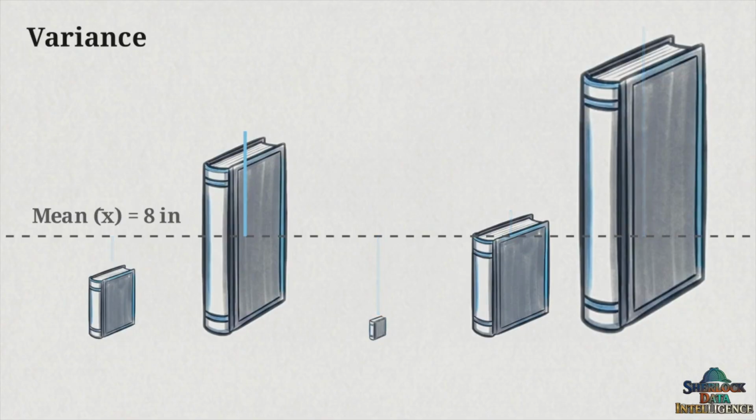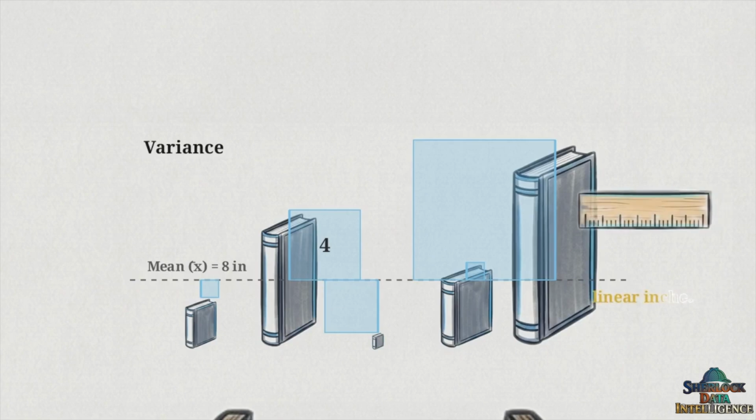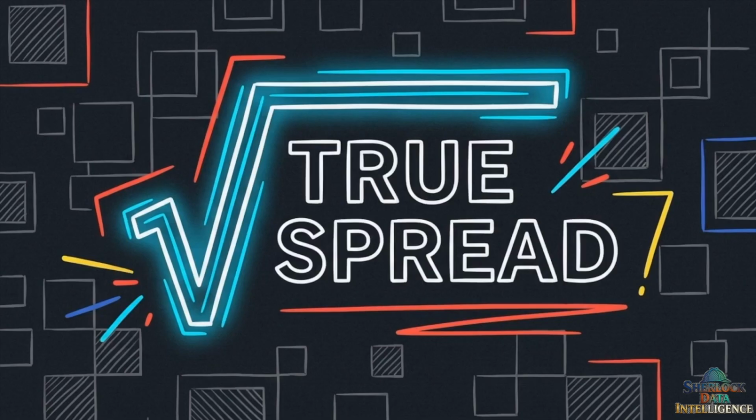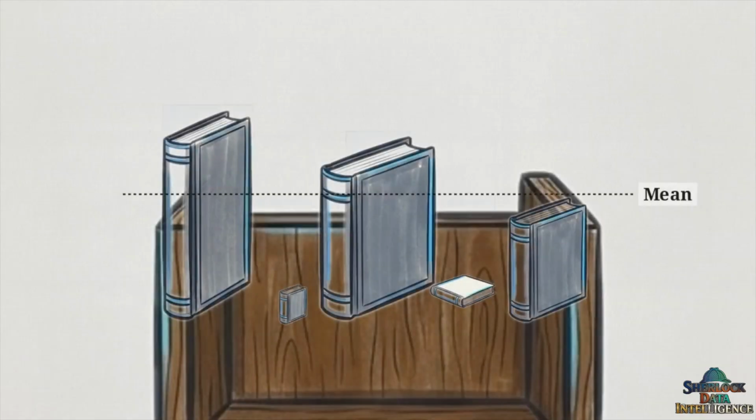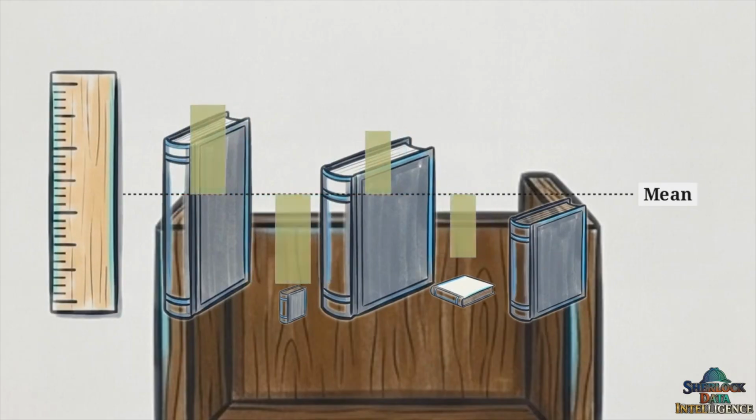But to calculate variance, the formula squares those distances. So if a book is 2 inches above the average, we record a 4. While this effectively penalizes large outliers, it creates a massive practical problem. Our measurement is now in squared inches, which makes no physical sense when we're trying to measure the simple height of a book. To fix this distortion, we calculate the standard deviation. We simply take the square root of the variance, converting our measurement right back into the original readable units.